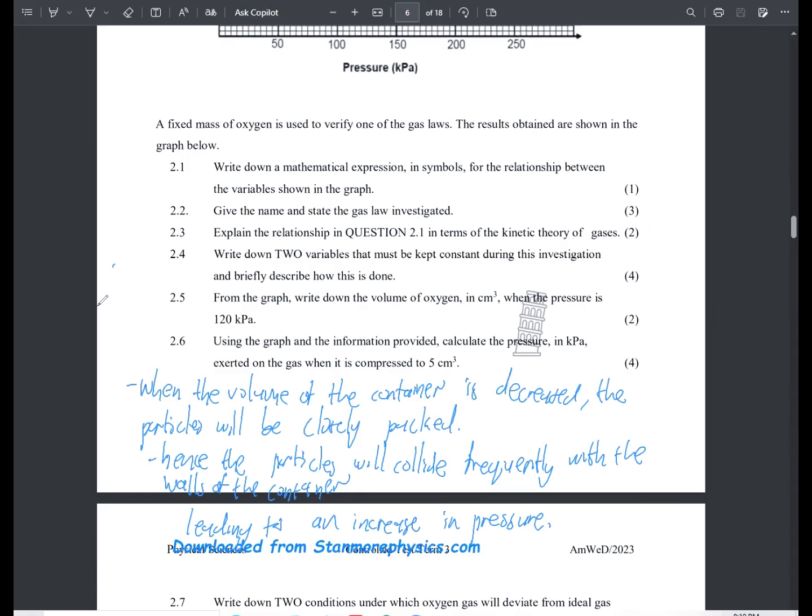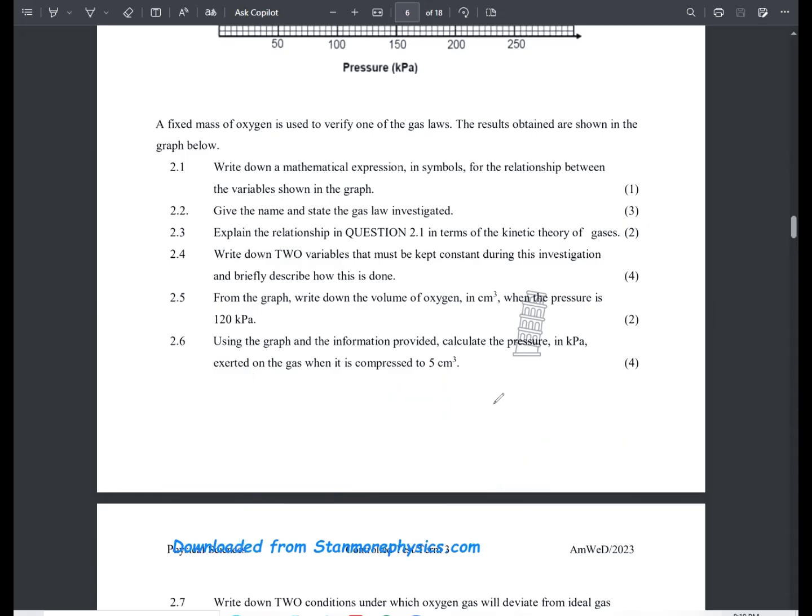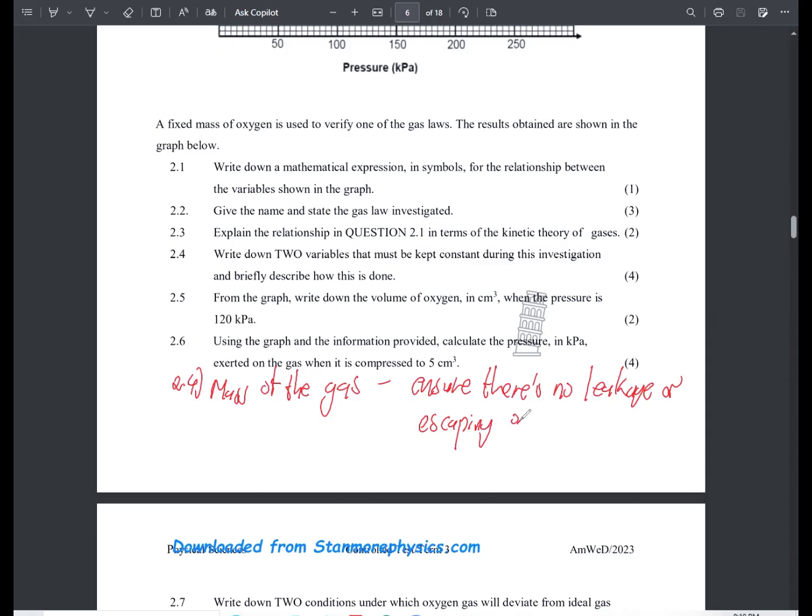Write down the 2 variables that must be kept constant during this investigation and briefly describe how this is done, right? So we know that it's obviously the mass of the gas, the mass of that enclosed gas. Ensure there is no leakage or escaping of the gases. So ensure that it's tightly sealed, right?